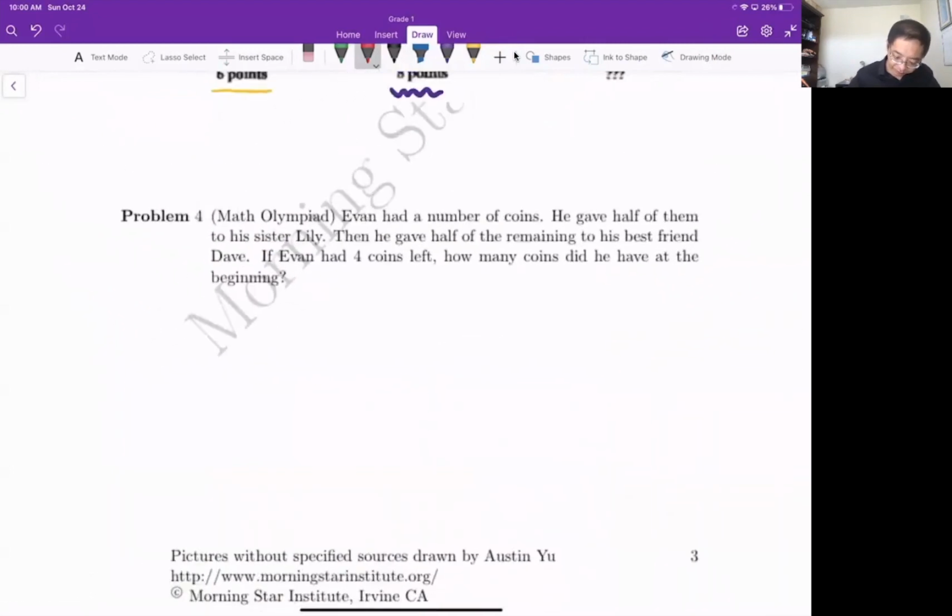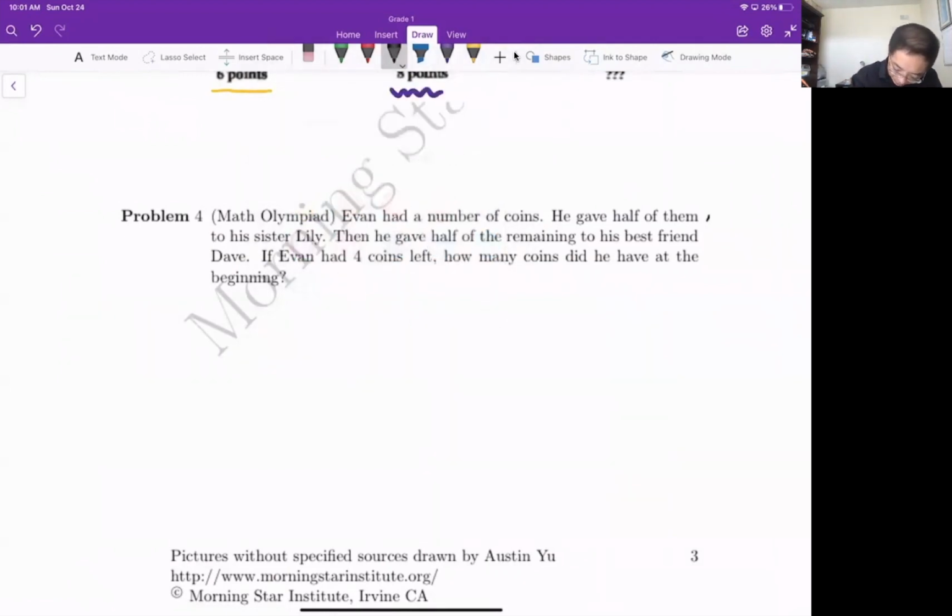Question number 4. All right, so the problem says Evan had a number of coins. First, he split the number of coins into 2 equal parts, and he gave one part to his sister Lily, and for the remaining one, he split again and gave 1/2 to his best friend Dave. Now after that, Evan had 4 coins left. The question is, how many coins did he have at the very beginning, right?